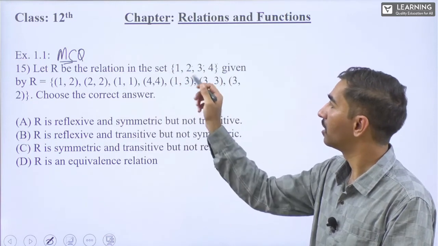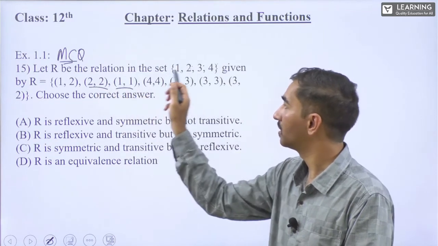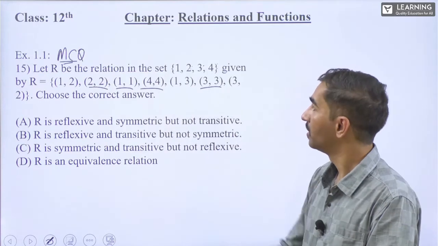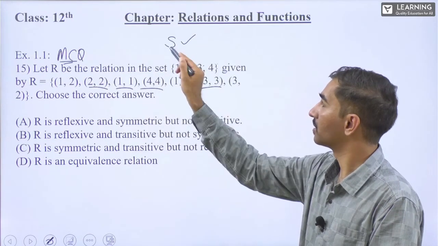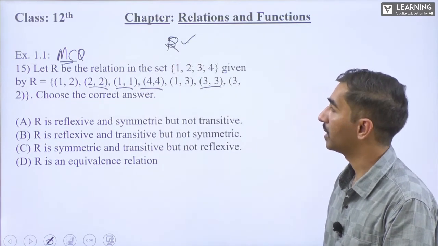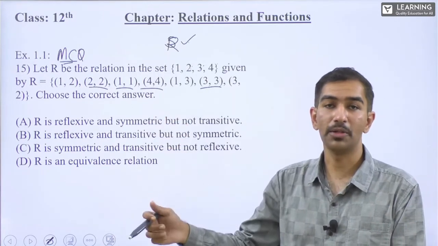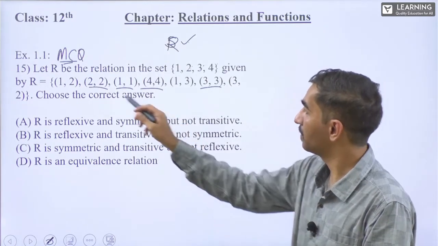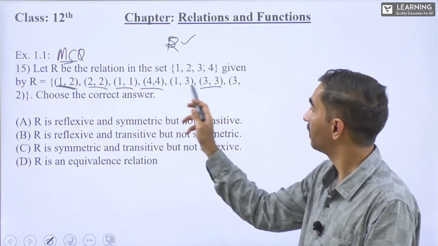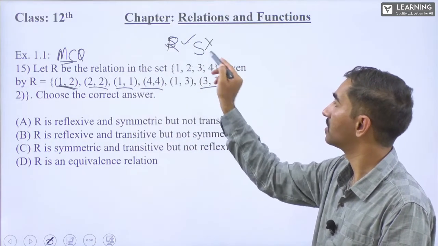So how many elements? 1, 2, 3, 4. The doublets are present, you see. For 1, present. 2, present. 3, present. 4, also present. So it is reflexive in nature. Put a tick. Okay, symmetry we will check, students. What is symmetry? (A, B) means it must also include (B, A). For example, it has (1, 2), so it should also have (2, 1). Do we have (2, 1) here? We do not have that, which means it is not symmetric.